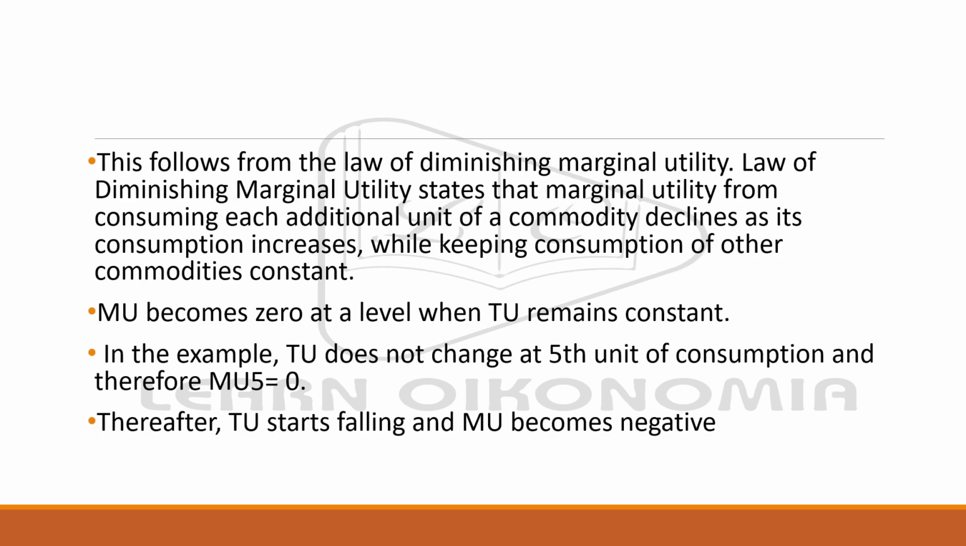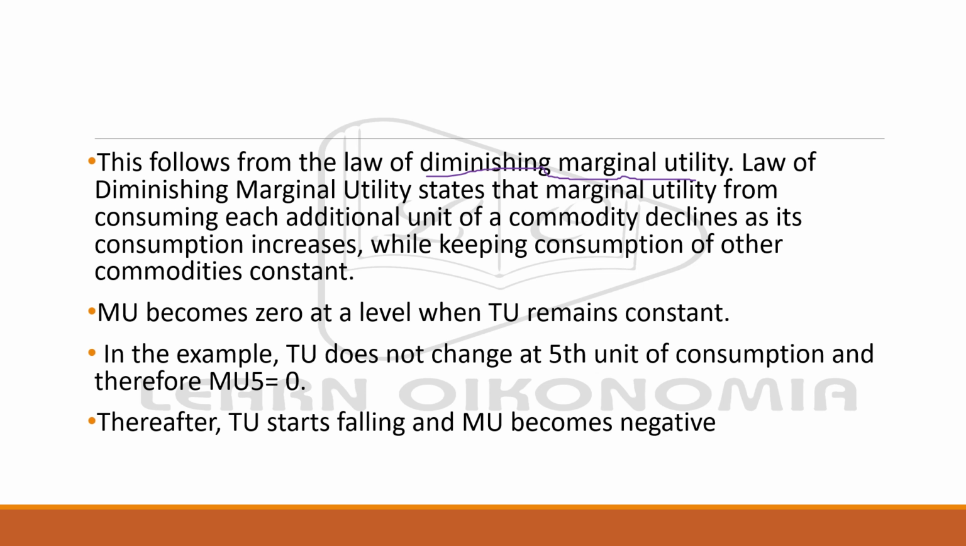And we can find some explanation for this, and this is something which can be explained by what is known as the law of marginal utility. And what does this law of diminishing marginal utility say? It says that the marginal utility which you get from consuming an additional unit of a commodity would decline when you increase the consumption. You assume that the consumption of all other commodities is constant.